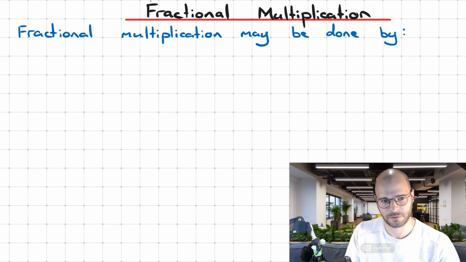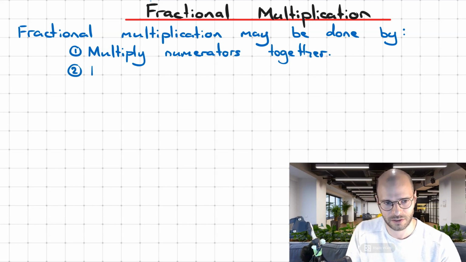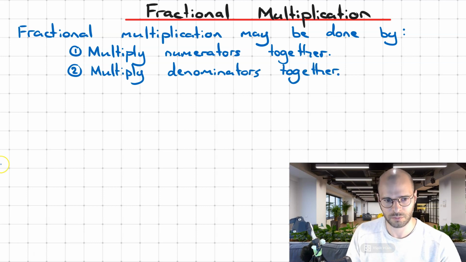The first step for fractional multiplication is we firstly need to multiply the numerators together. The second step is we multiply the denominators together. Sometimes when we're doing this, we add a few more steps, such as simplification as we're going. However, let's start off by keeping it simple.